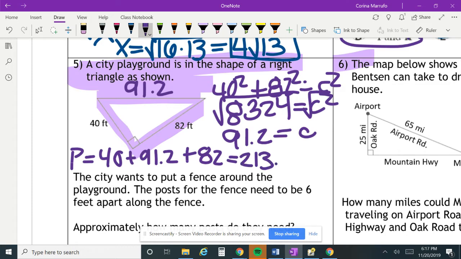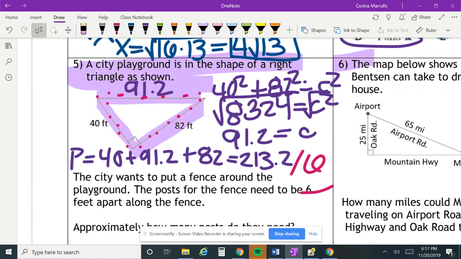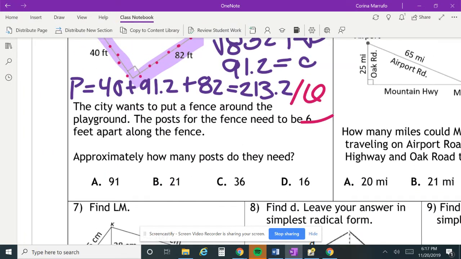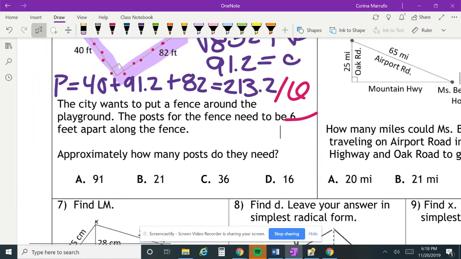And so now we're going to take all the way around and plant a post every, it says 6 feet. So every 6 feet, we're going to plant a post, and we want to know how many posts we're going to use. So we're going to go ahead and divide that by 6. And when we divide that by 6, that gives us 35.5. So if we look at our answer choices, the closest to 35.5 is going to be C.